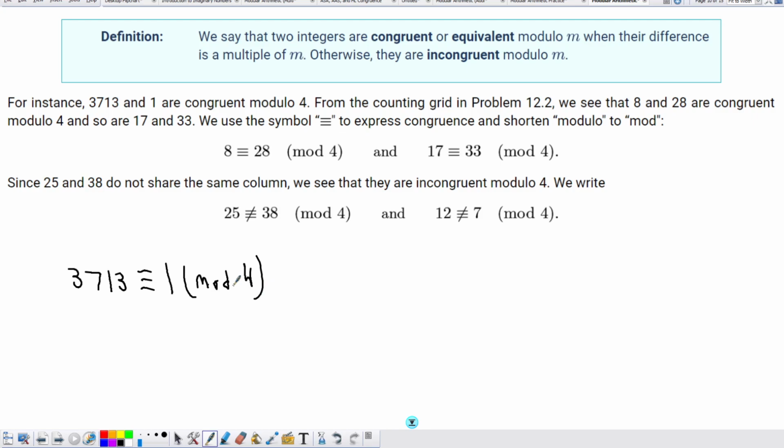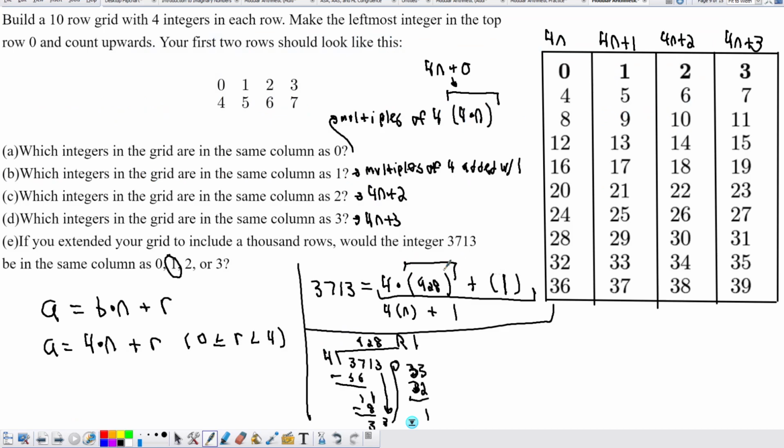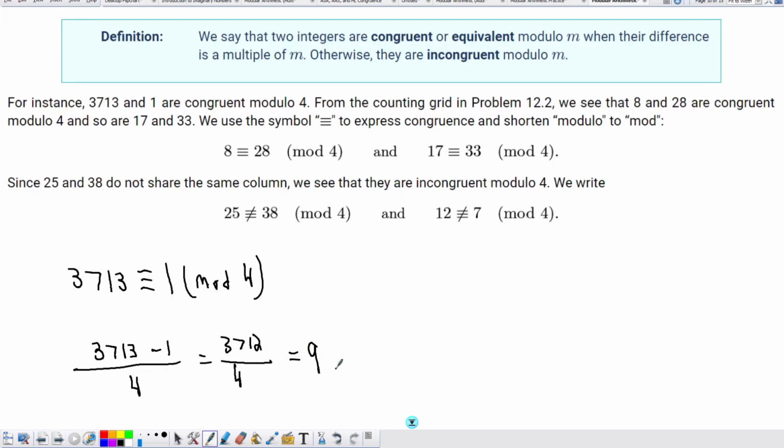Now, what does it mean by if their difference is a multiple of m? Well, if we simply do the difference, meaning subtraction, 3,713 minus 1 over 4, is this a multiple of m? Well, yes, we do. 3,712 divided by 4, subtract the numerator, and we know that that is the same thing as 928. So that's 928. 928 is a multiple of 4.